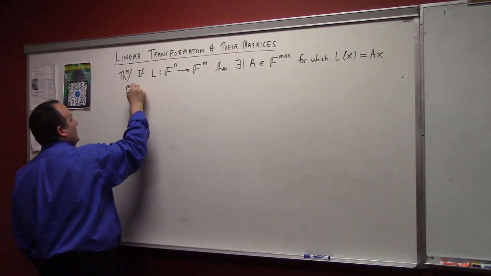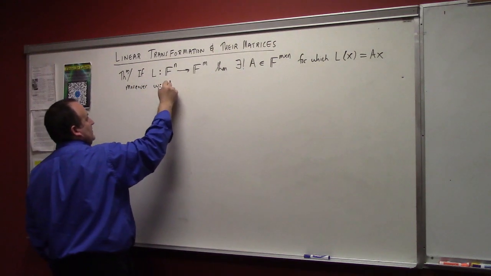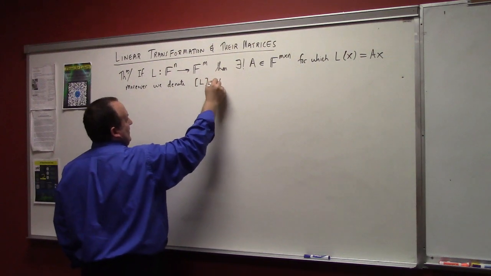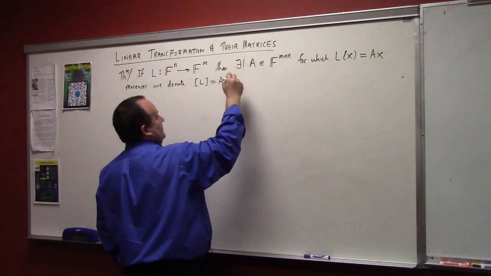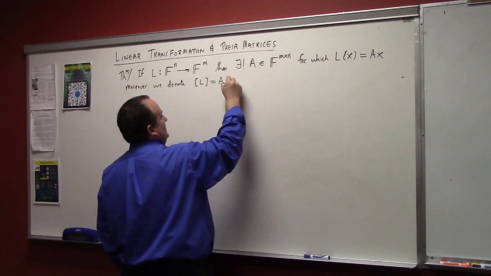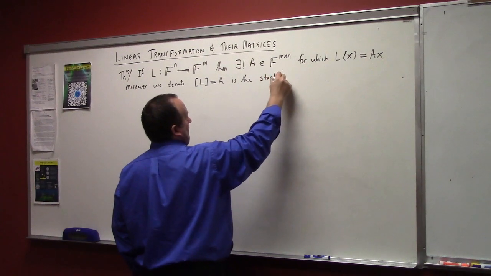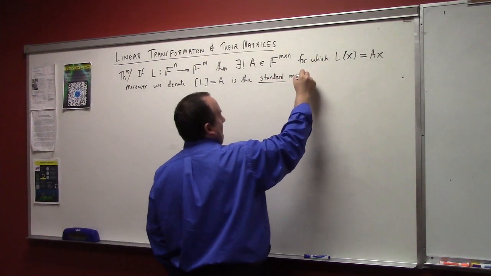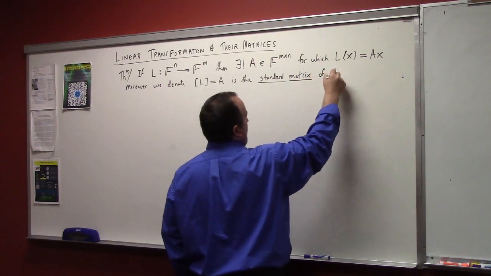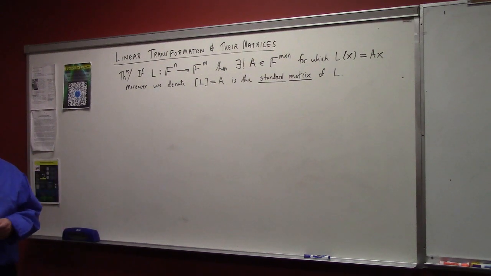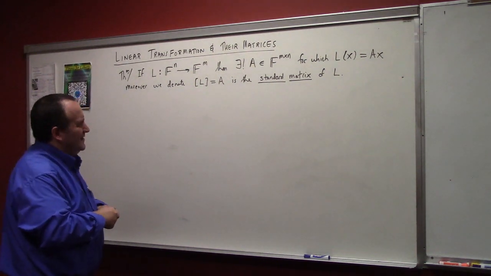Moreover, we denote [L] = A in this context, right, the so-called standard matrix of L. Now, I don't mean to say that the notation A is reserved, certainly not. But if we take the mapping and put it in brackets, then that's the standard matrix.